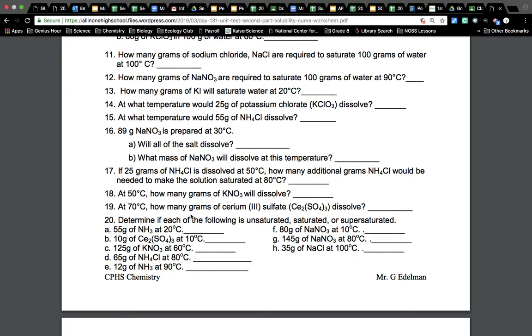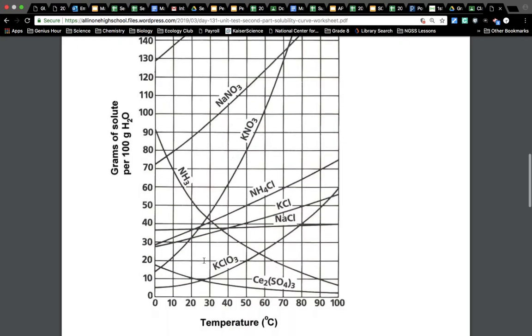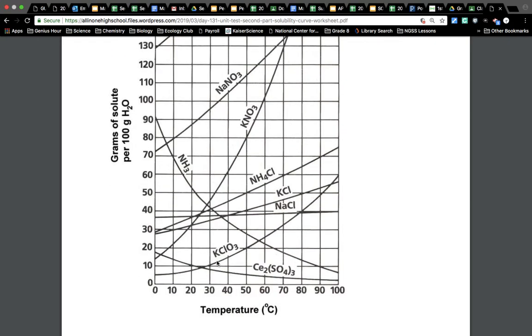At what temperature would 25 grams of potassium chlorate dissolve? So we're going to go potassium chlorate. Where's potassium chlorate? Here. We want 25 grams. So 25 grams about here. So maybe about, yeah, maybe a little bit below 60 degrees. So maybe like 57, 58 degrees Celsius, something in there.